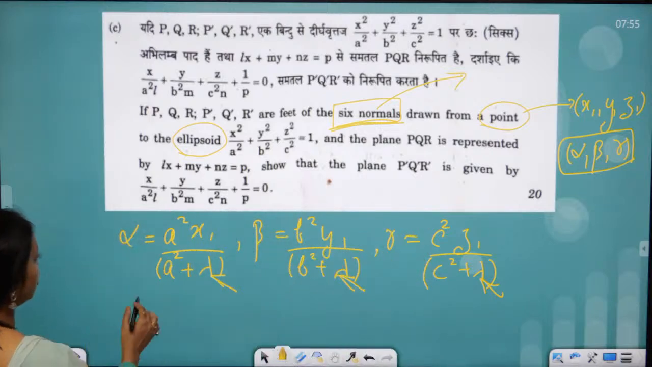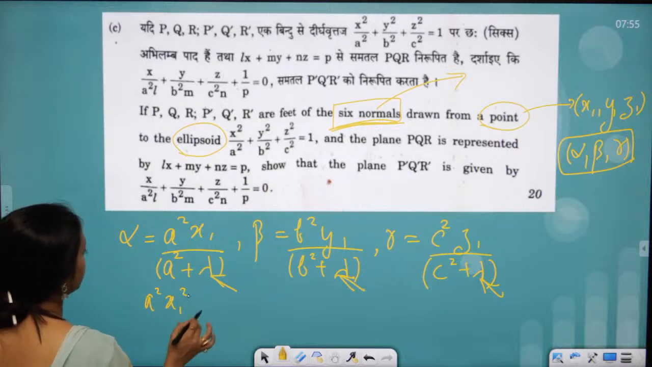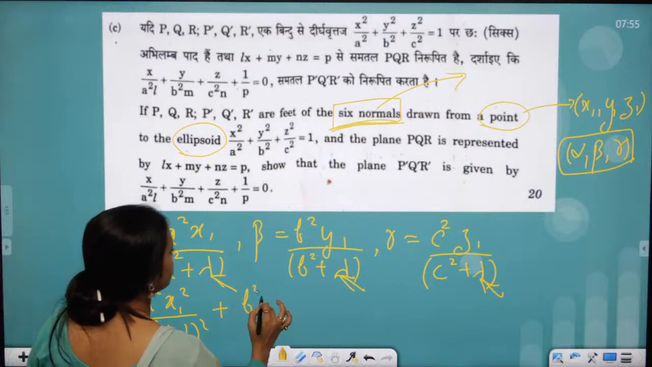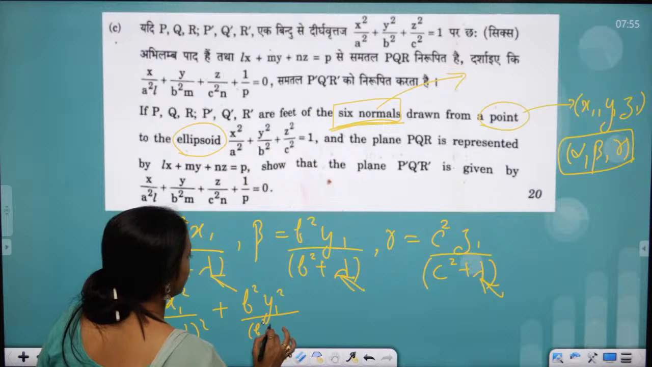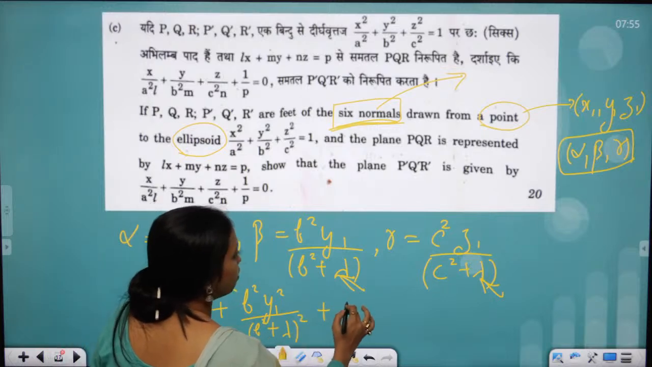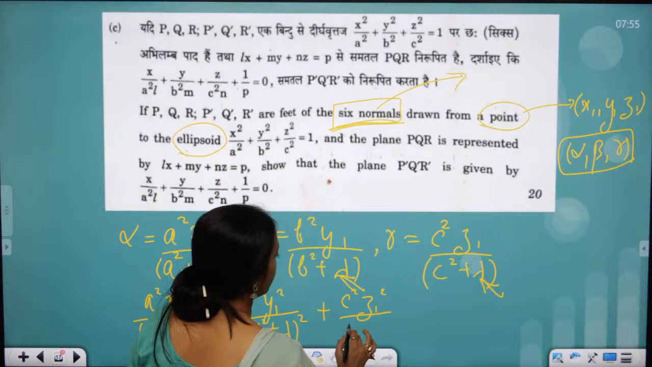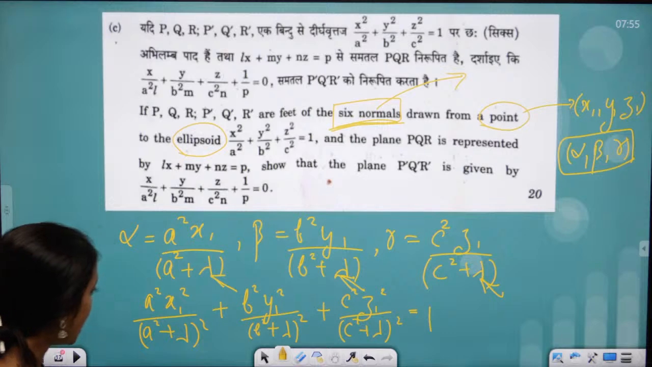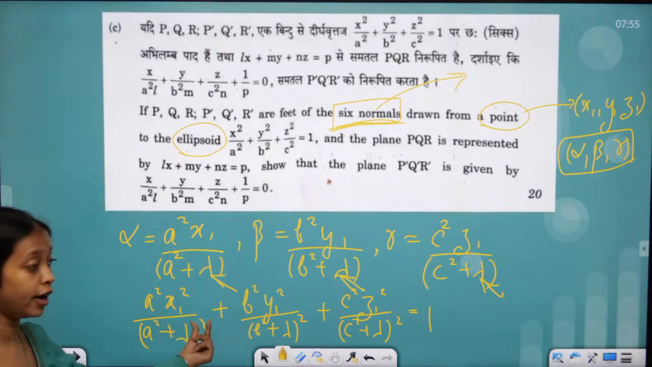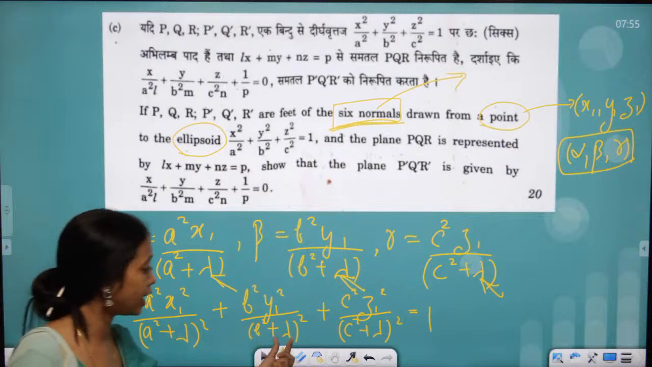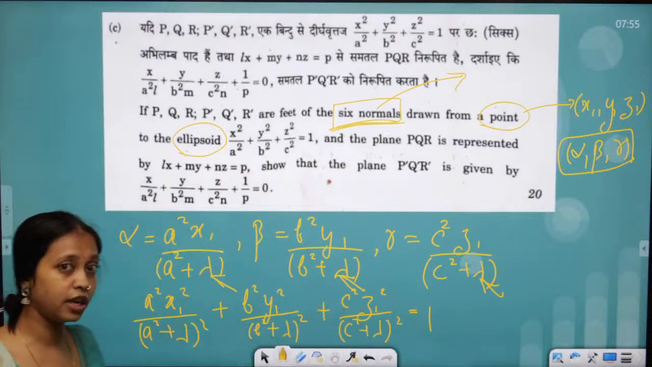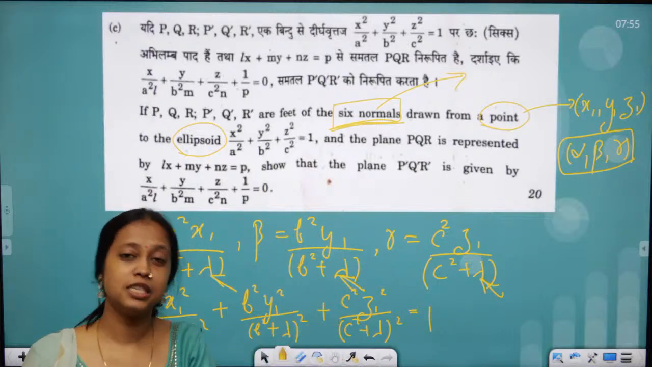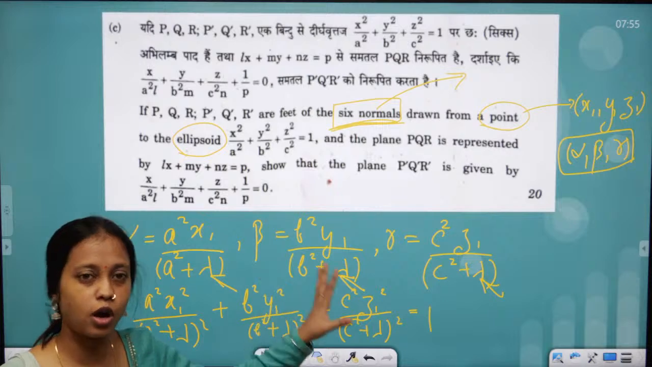and from where you can get the values of lambda? You have that equation also, that is a square x1 square upon a square plus lambda whole square plus b square y1 square upon b square plus lambda whole square plus c square z1 square upon c square plus lambda whole square equals to 1. You see, I have whole square over here. So this is lambda square, again lambda square, lambda square. This is an equation of 6 degree in lambda. So that means there will be 6 values of lambda. You don't have to solve it. You know how to do those questions.